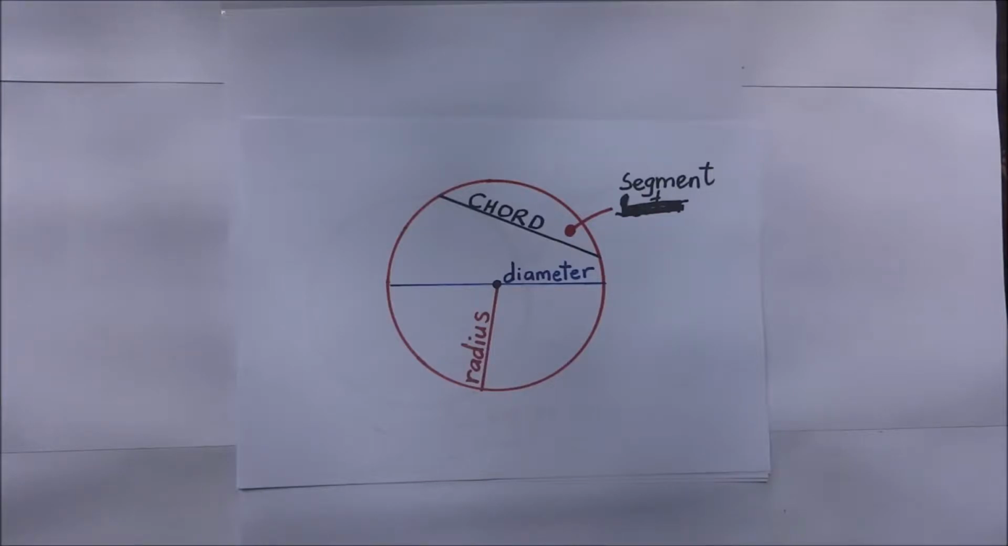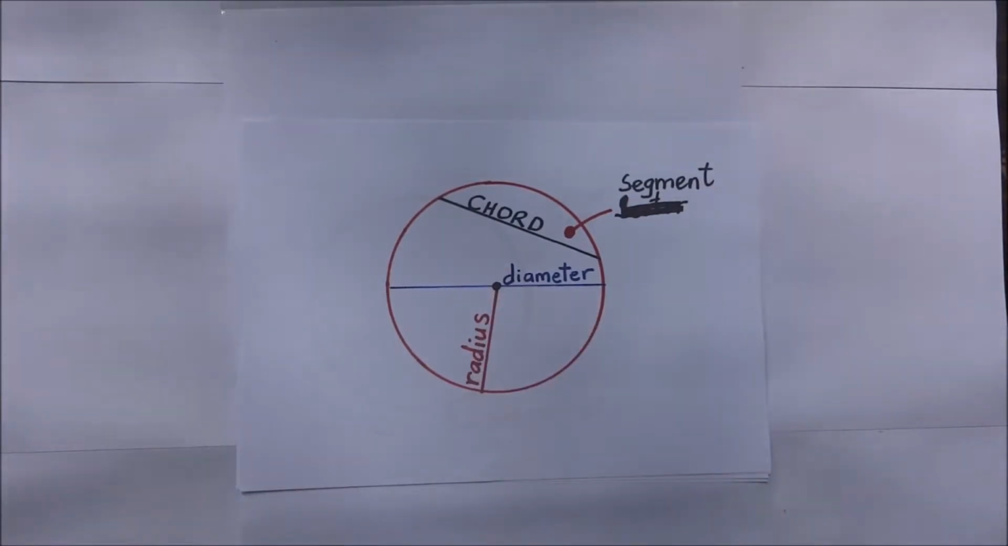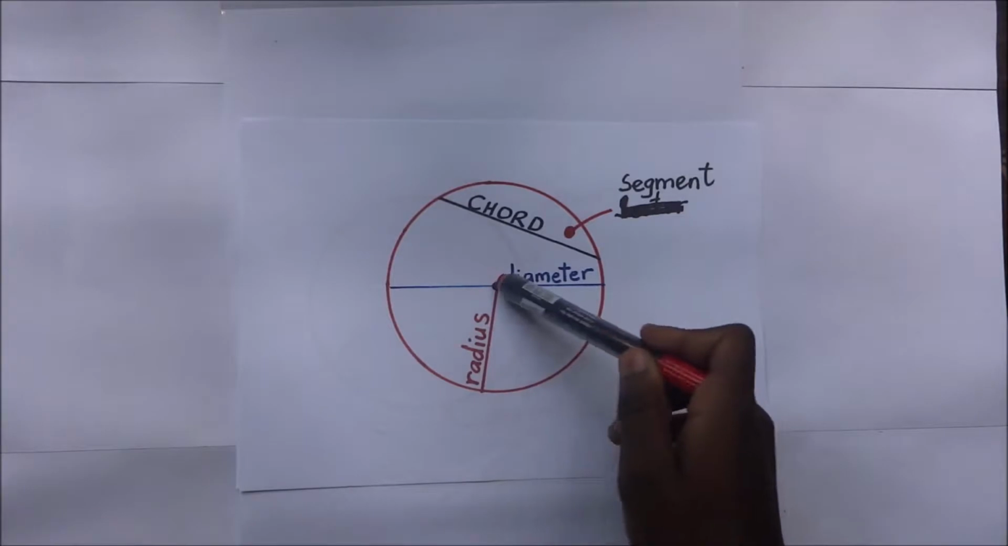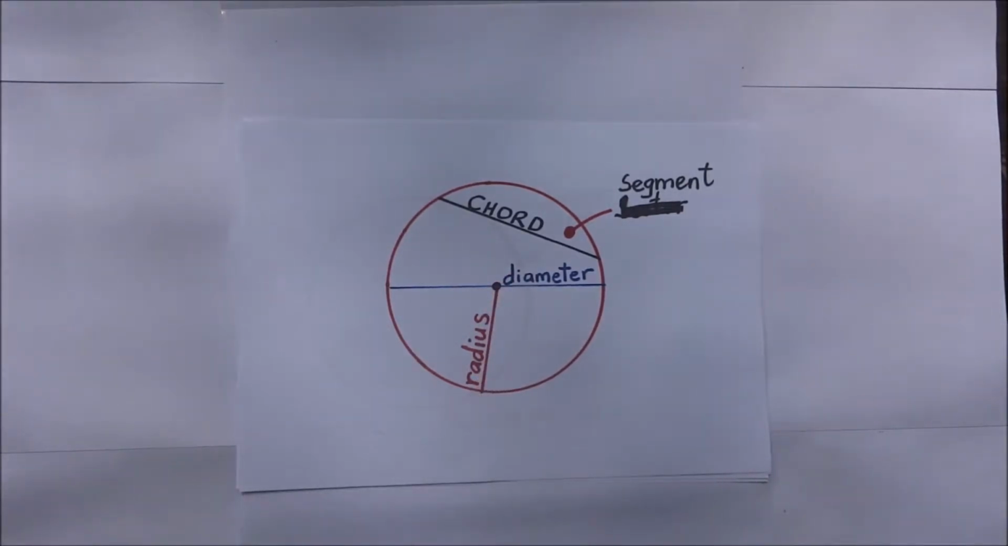Right in front of us is a diagram of a circle. In this circle we have what we call the radius. The radius is simply the line that connects one point on the circumference to the center, as we all see. It's connecting this point, the center of the circle, to the circumference. That's what we're calling the radius.